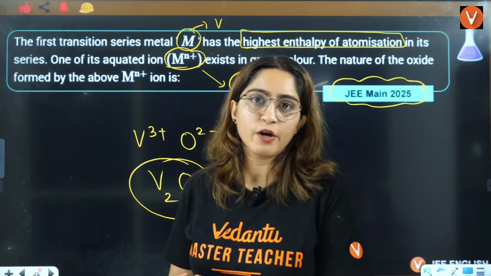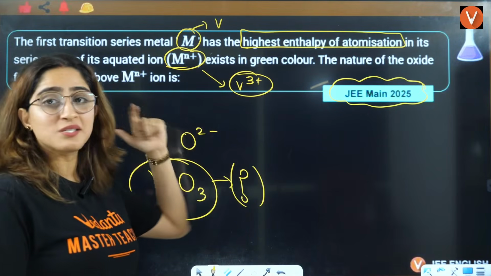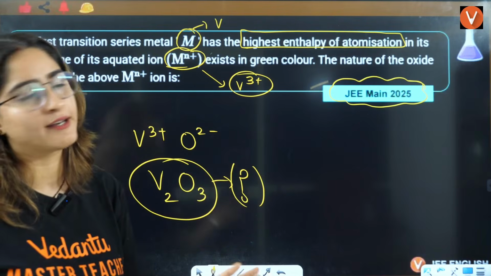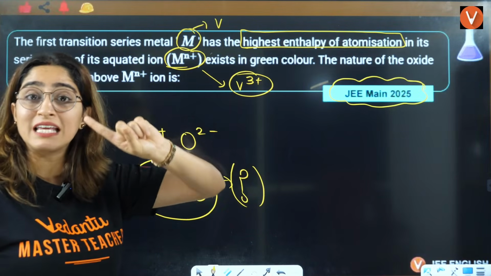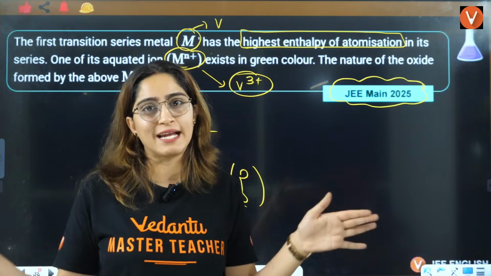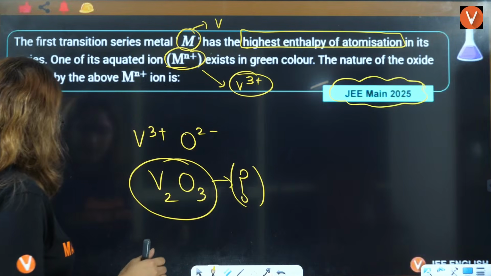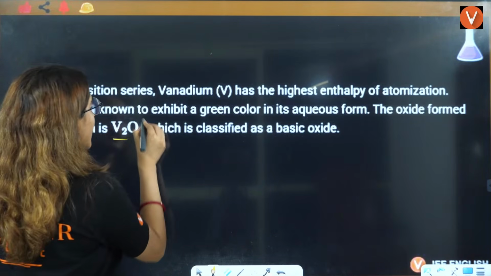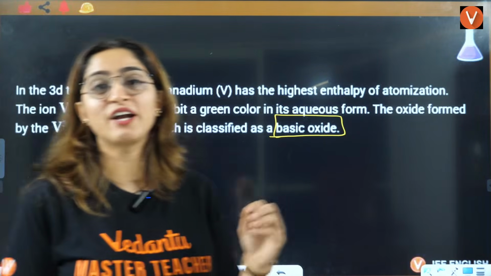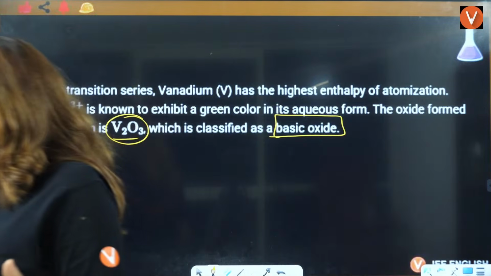You need to know the enthalpy of atomization, which most of the students were totally blank on, because they have just read the NCERT, they have not gone through the table in detail. Then you need to see the colors as well. In colors, they have asked two questions in two different sets, so color automatically becomes important for you. Then this is simple, that you have vanadium oxide, which is classified as a basic oxide. The third information that you need to know is about the kind of oxides that they have.